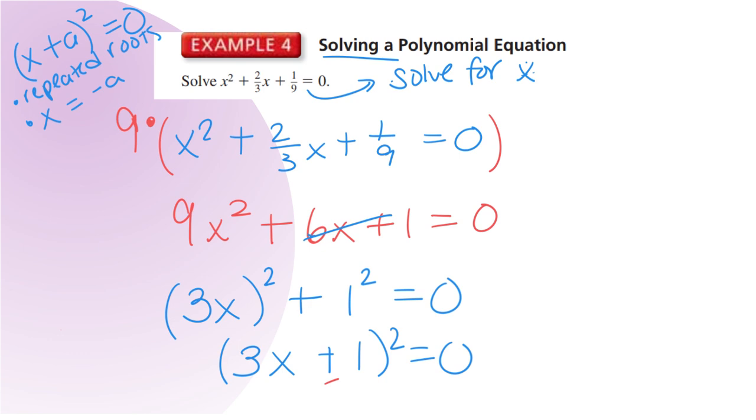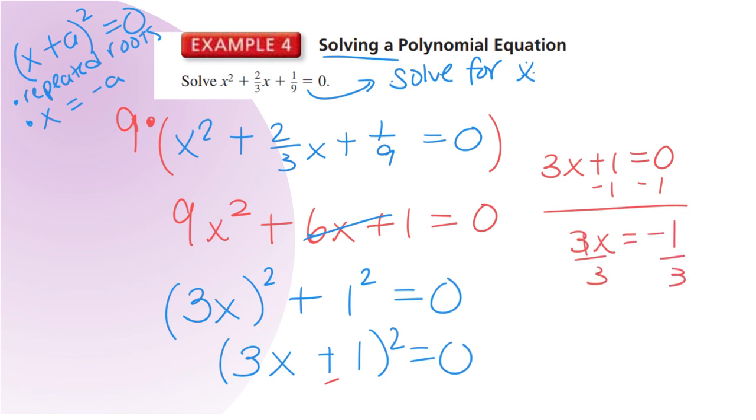Do I need to separate that binomial right there into 2 to work out for x? No, because I already know it's going to be repeated, correct? So if I was to rewrite this for the zero product property, I'm going to have 3x plus 1 equals 0. I'm going to subtract 1 from both sides, and I'm left with 3x equals negative 1. I'm going to divide by 3. I solved for x. X equals negative 1/3.